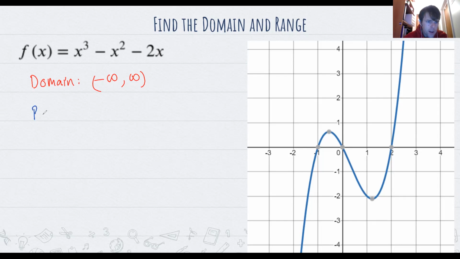All right, and then the range is the lowest value and the highest value. Similarly, this graph is going down forever. There is no minimum value, and it's going up forever. There's no maximum value, and it hits everything in between there. So our range is negative infinity to infinity as well. Kind of cool. Both the domain and the range are all real numbers. Okay, and let's move forward.